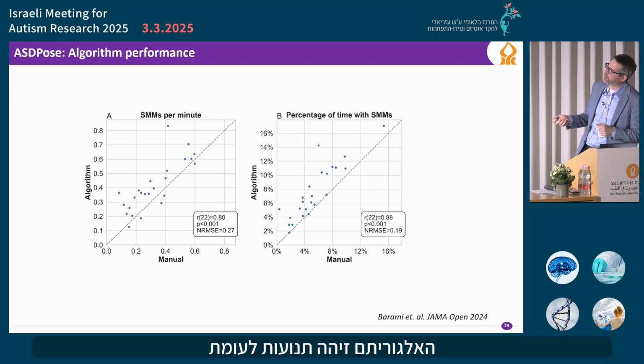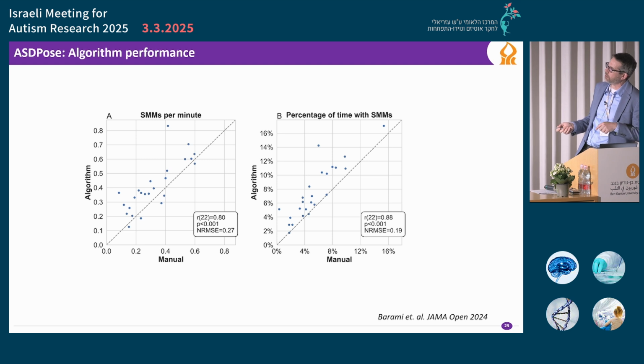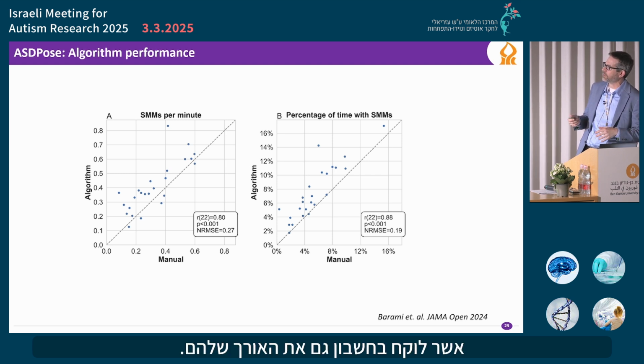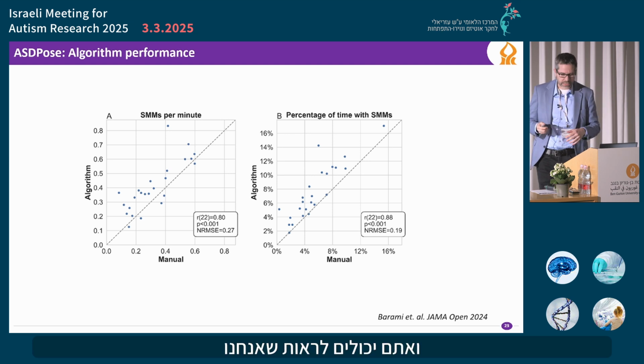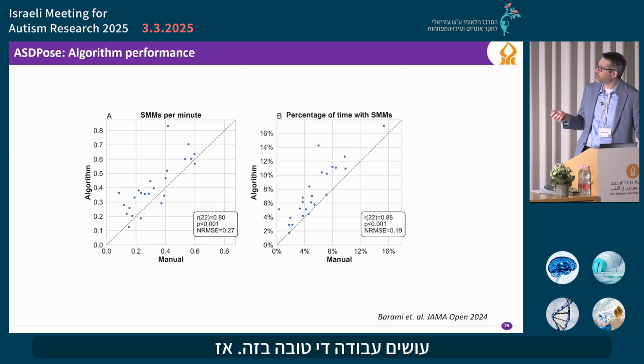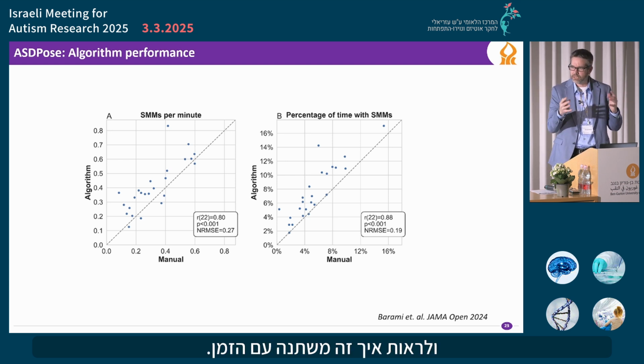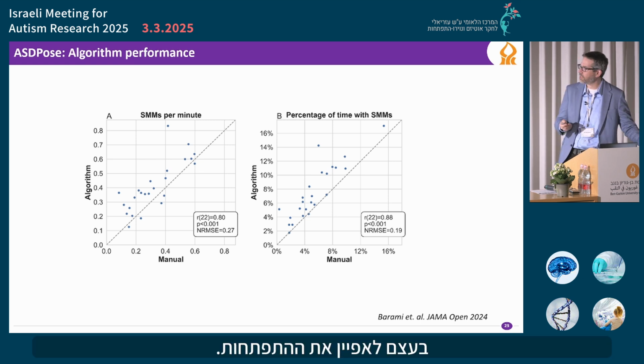So here you see the algorithm-identified movements versus the manual annotation that people actually did. This is the number of stereotypical movements per minute, and this is the actual percentage of time, which also takes into account their length. And you can see that we're doing a pretty good job at this. And so the next phase of this research is also to do longitudinal research and see how this changes over time and basically characterize the development.